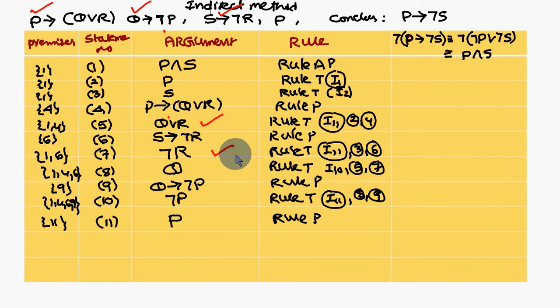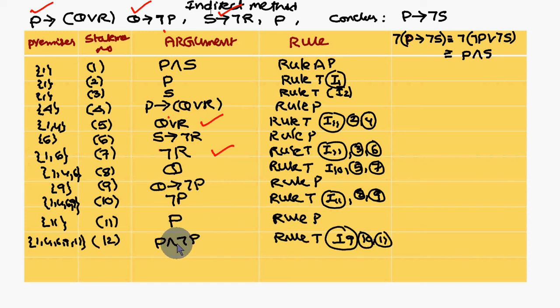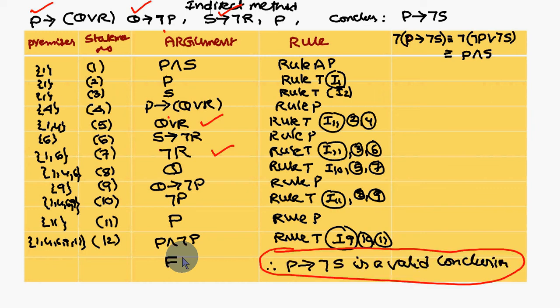Next I am introducing P as rule P. So if you combine the 10th and 11th statements, P and not P, this is a contradiction, false. So why did you get the false? You have taken the negation of the conclusion. That's why you got the contradiction. Therefore the original conclusion is a valid conclusion. That means P conditional not S is a valid conclusion.